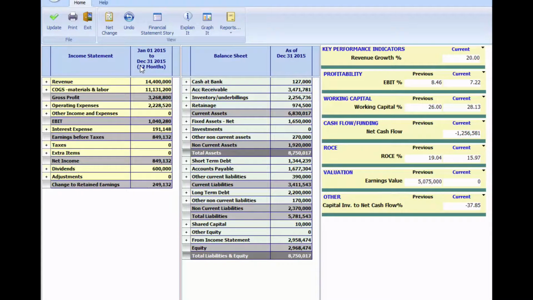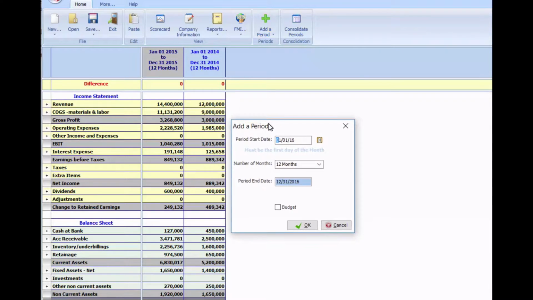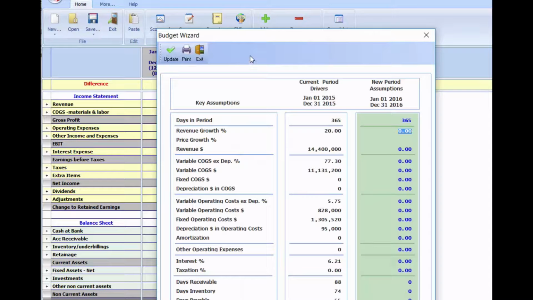The way that we do that is relatively simple. Our starting point is essentially the ability to add a period. In this case, we're going to add a 12-month period just to get a feel for where we want to be inside our business going forward. So I'm going to do a budget for the next 12 months for the 2016 year, for example. I can do a 12-month budget, or a 1-month budget, 2-month budget, depending on what I'm looking for. And I'll simply press the little budget button and we get into our wizard.